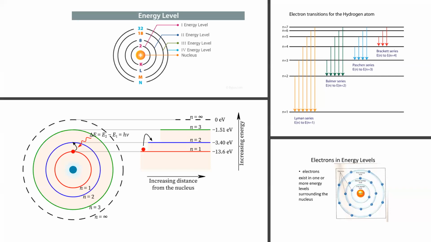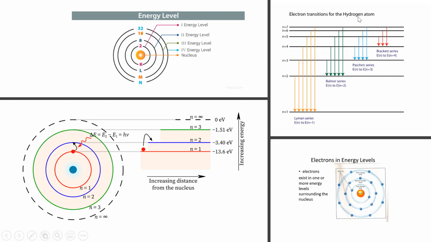Also, they cannot stay in that higher energy level for a long time. So what happens is they will jump back to their lower energy level, and when they jump back, they will give out a radiation. Here you can see different jumping of electrons from higher energy level to lower energy level, and they will give out many radiations. So these series of radiations is called the spectrum.